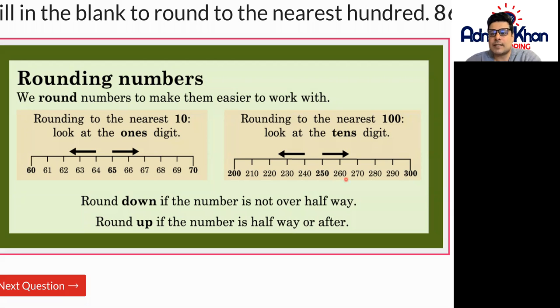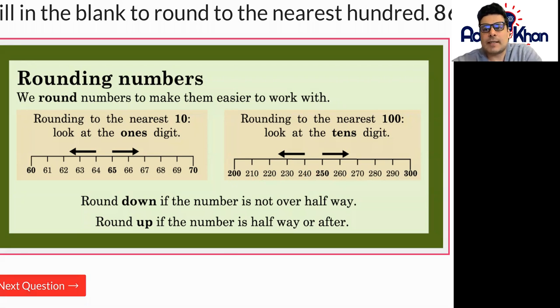So if it's 260, it will round up to 300. If it's 270, it will round up to 300. 280 and 290 will always round up to 300. But anything less than 250 will round down to 200. So 240, 230, 220, and 210 will all round down to 200.